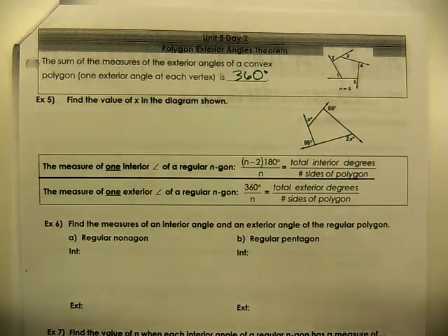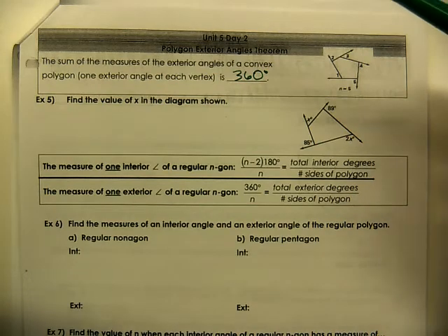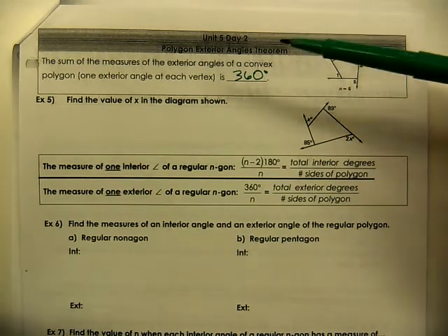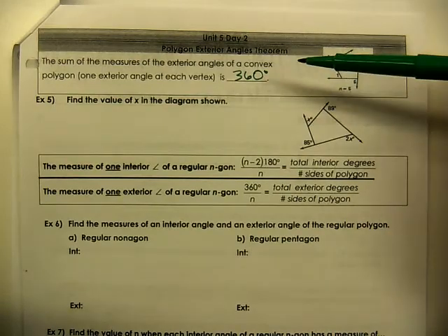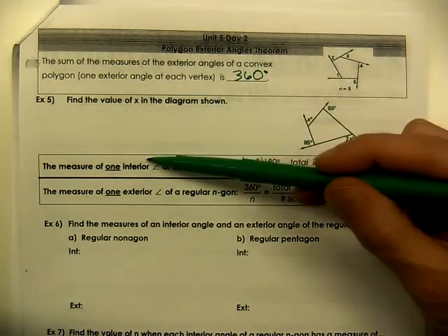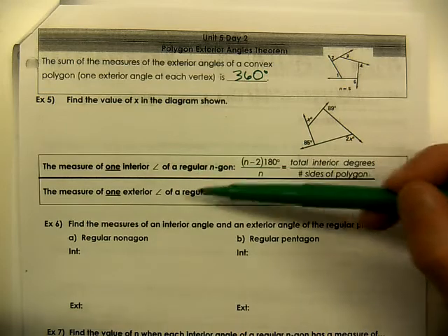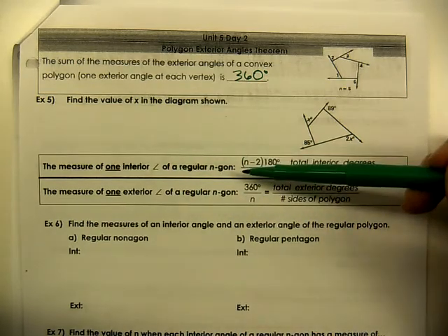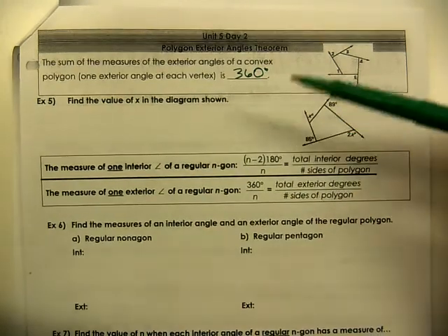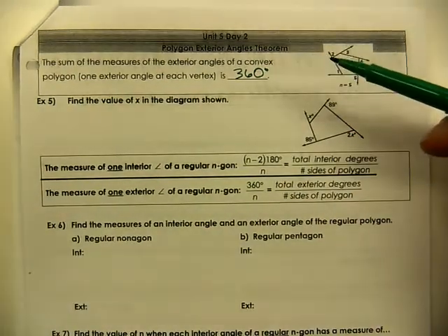Today we're looking at both interior and exterior angles. We're looking at exterior angles for any sort of polygon, but then we're also looking at interior and exterior angles for polygons that are regular polygons. So we have a series of different formulas to look at here. Let's start off with the general concept.